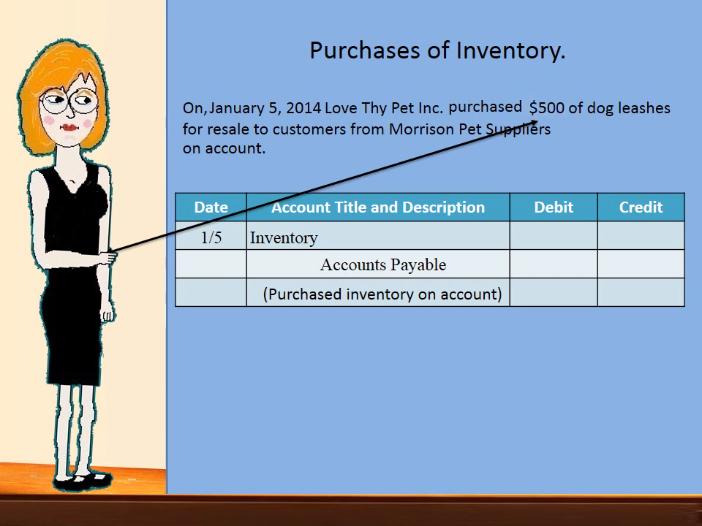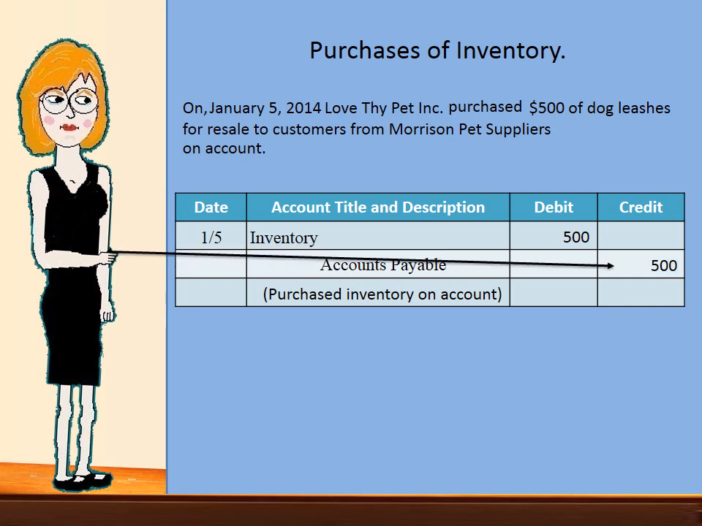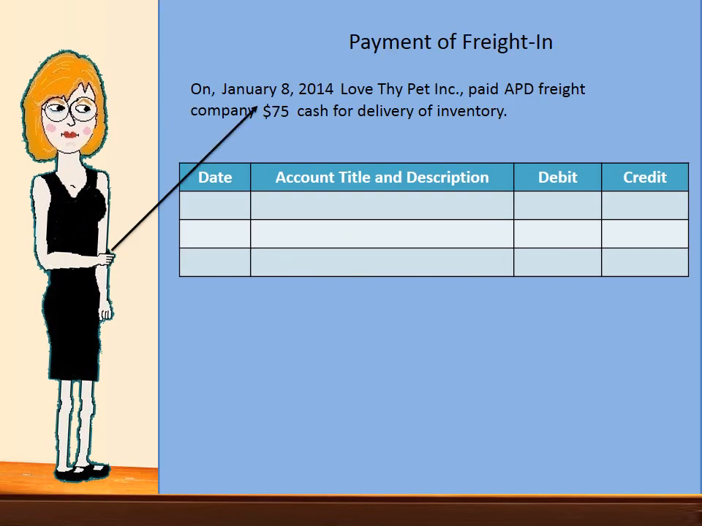The amount of the purchase was $500. Therefore, we will increase inventory, which is an asset account, by debiting inventory. We will then increase accounts payable, which is a liability, by crediting the accounts payable. This is the entry for how to record the purchase of inventory.